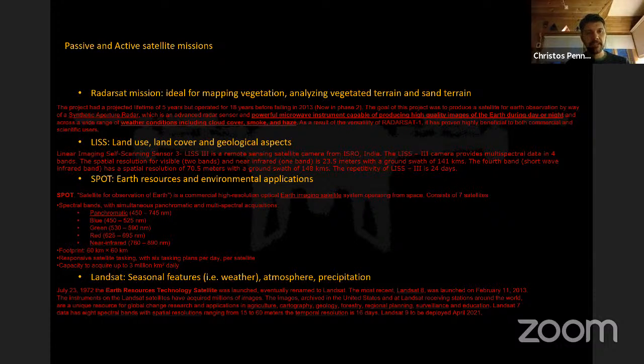The next one is the LISS, the Linear Imaging Self-Scanning Sensor mission. I forgot to mention that RadarSat was an initiative between the United States of America and Canada, whereas LISS is an initiative from India. In the LISS mission, satellites are collecting multispectral data in 4 different bands.